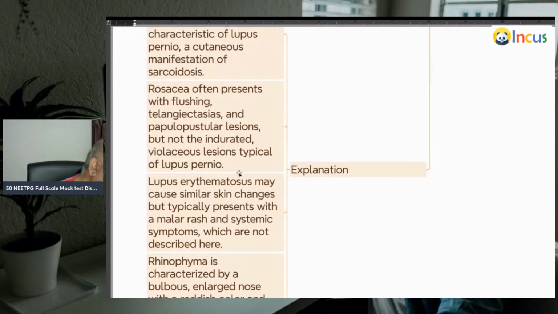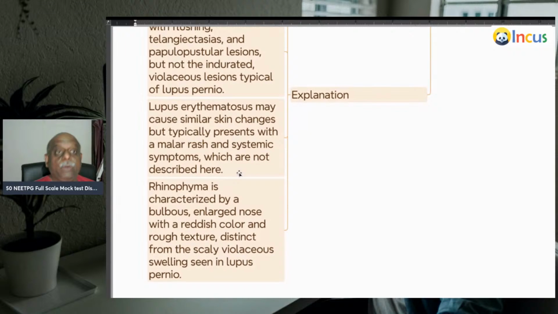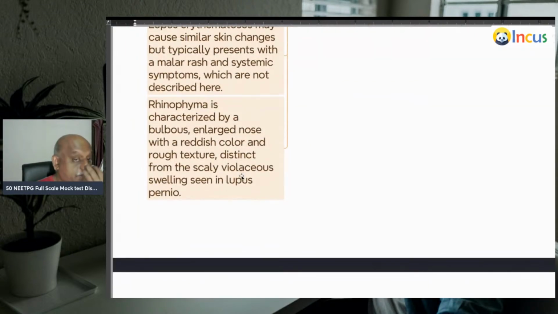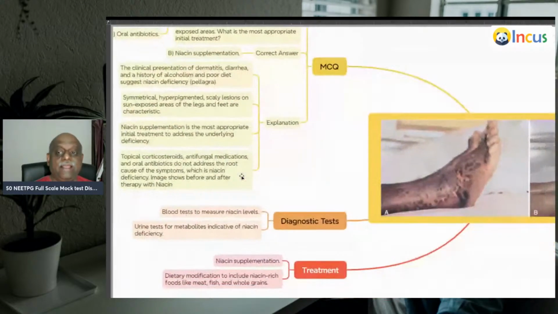Why not rosacea? Rosacea has flushing, telangiectasia, papulopustular lesions, not indurated violaceous lesions. Lupus erythematosus has a malar rash. Rhinophyma has a bulbous enlarged nose with a reddish color and rough texture, which is very characteristic, is what you need to remember.